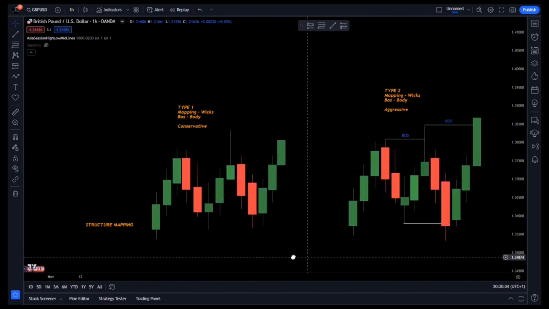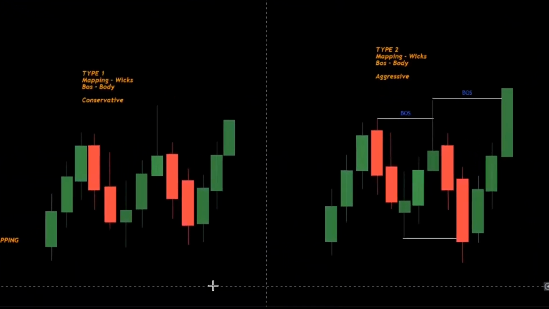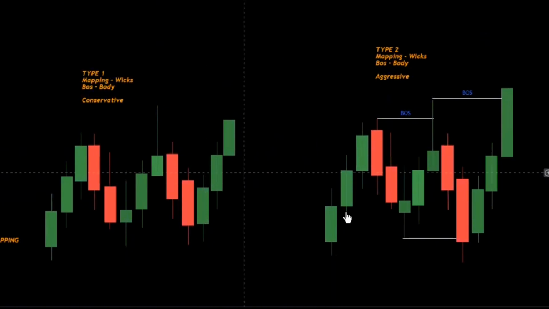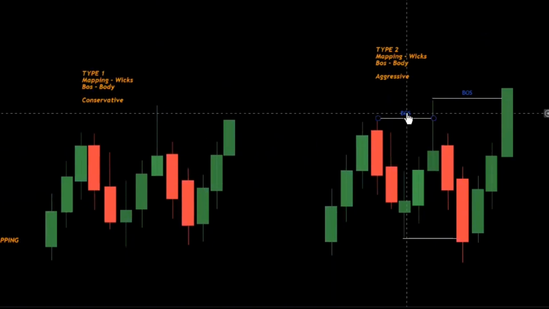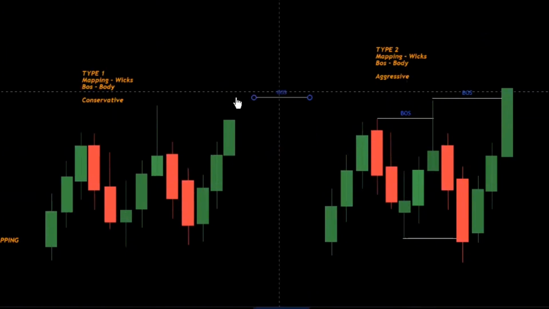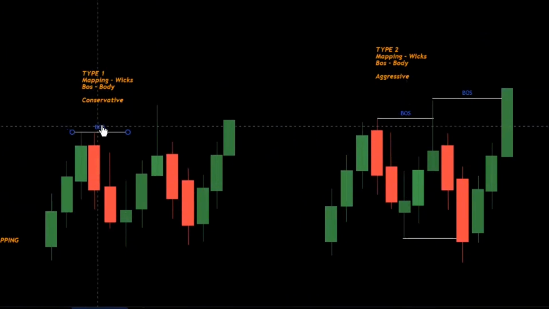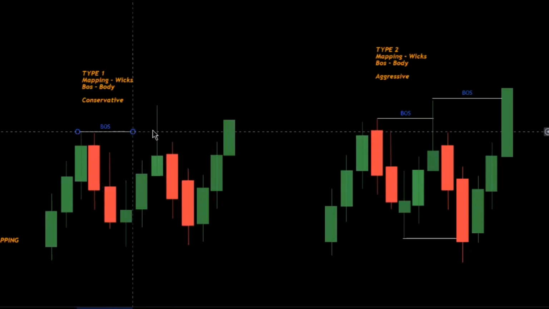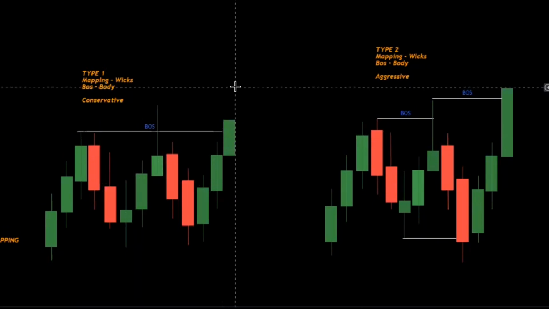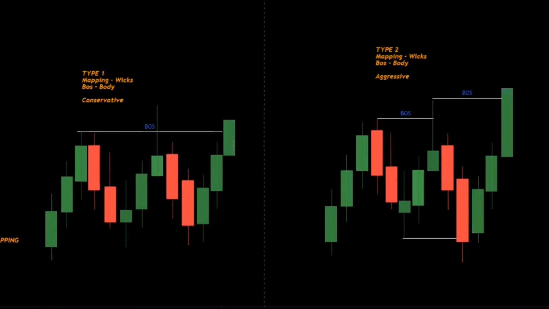Structure mapping. Now, you must understand something. This looks very realistic, because that is the whole point of the thing. When you have your candlestick forming, I told you that a candlestick has two parts. The two parts of the candlestick are what? The body and the wick.